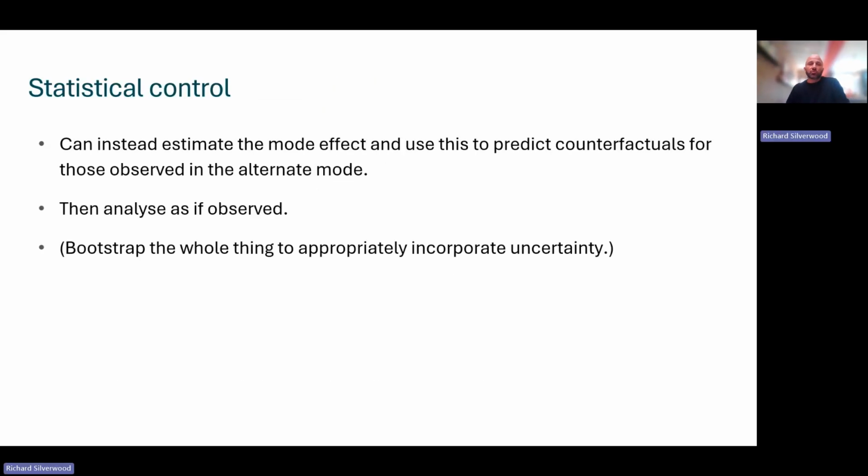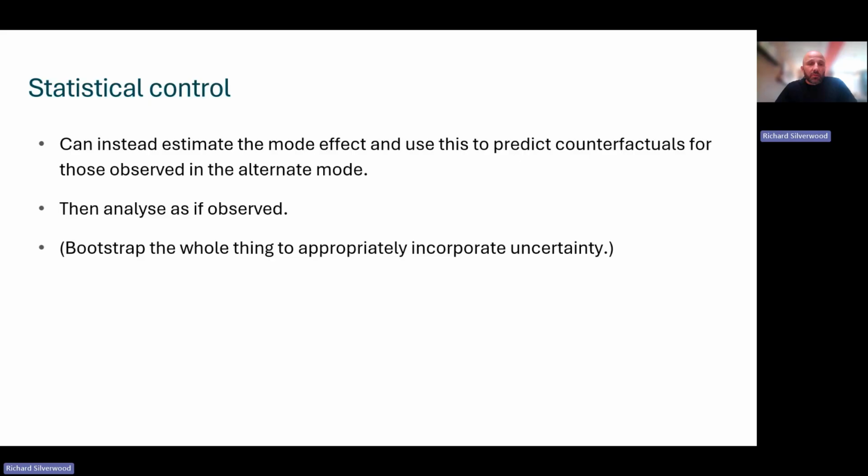So statistical control can be used in a slightly different context as well. So instead of trying to use this to unbiasedly estimate the effect of X on Y in this example that we're interested in, we can instead try and estimate the mode effect itself and use this to predict counterfactual values for the alternate mode. So let's say, for example, we're interested in analyzing some observed mental health data being collected in a mixed mode survey using web and telephone.